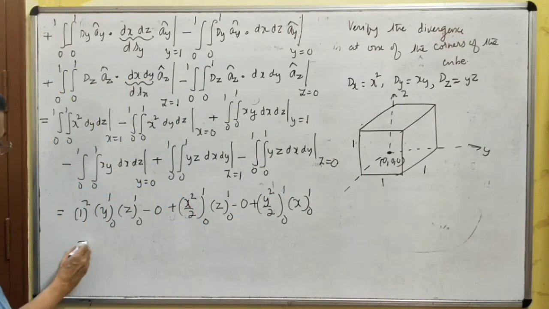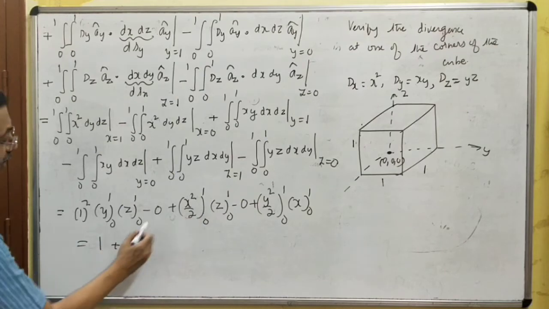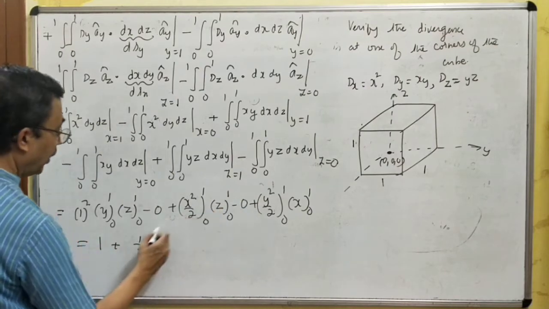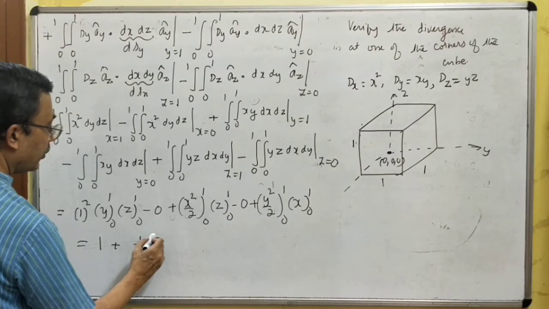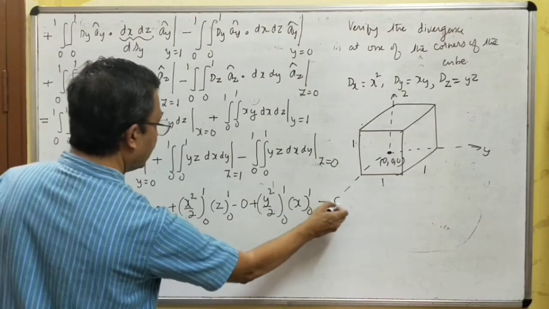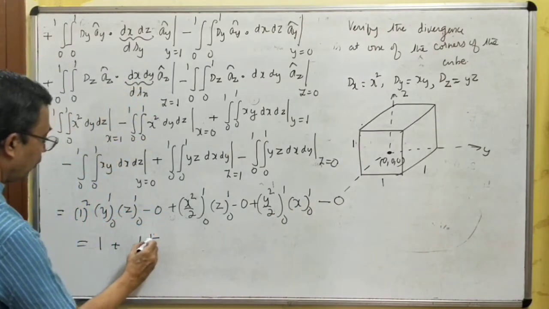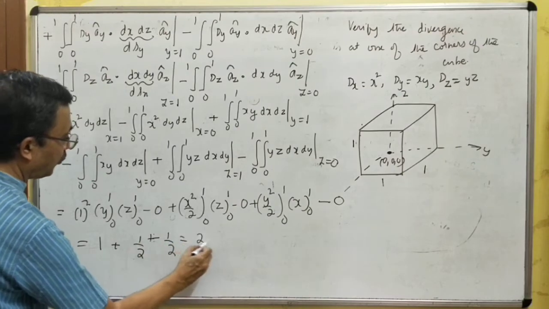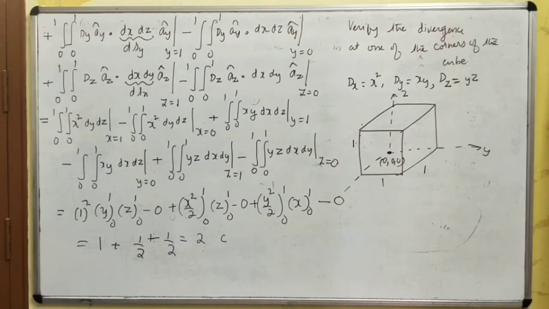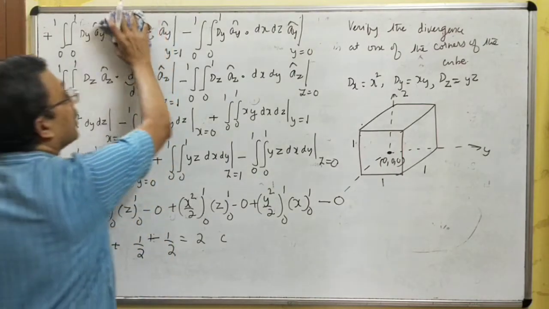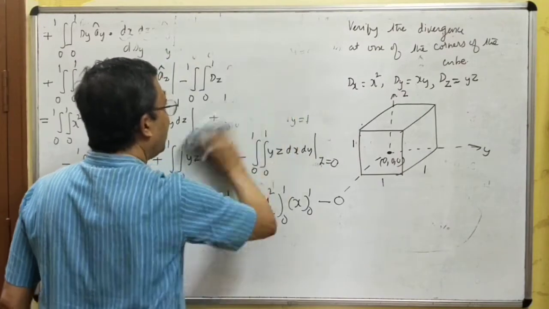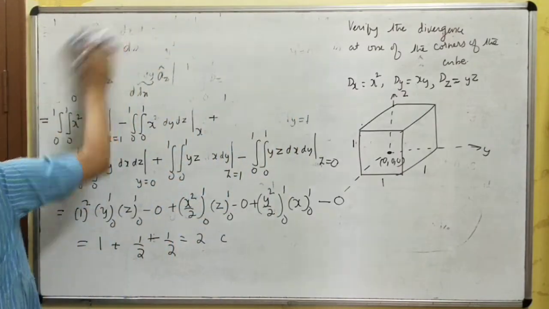So if you put limits here, this becomes 1. From here you get half, from here you get half. Last integral is 0. From here you get half. So 1 plus half is 2 coulombs. This is what you get when you evaluate the left hand side of divergence theorem. Next we will evaluate the right hand side of divergence theorem.